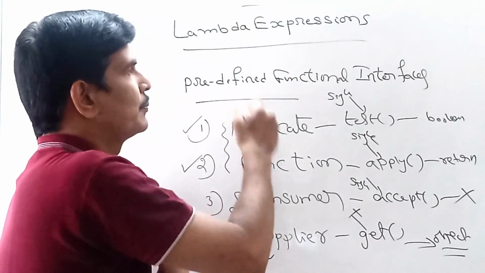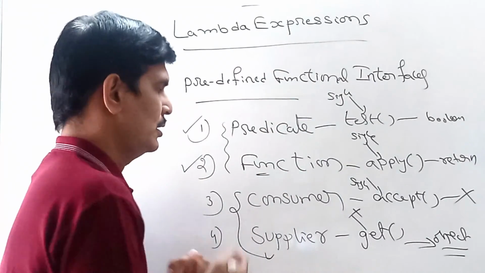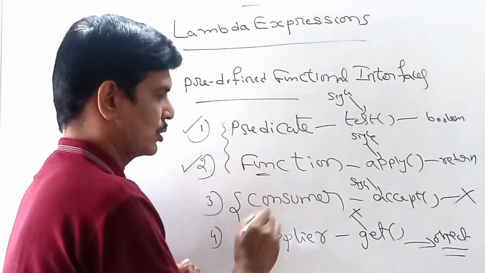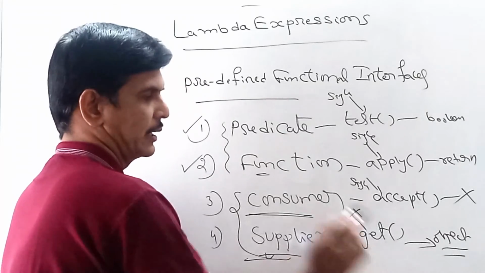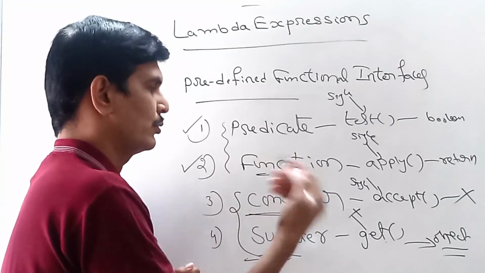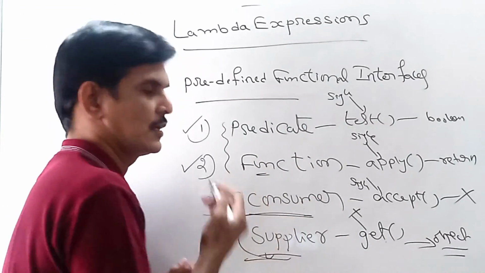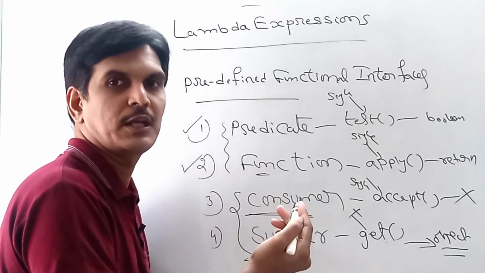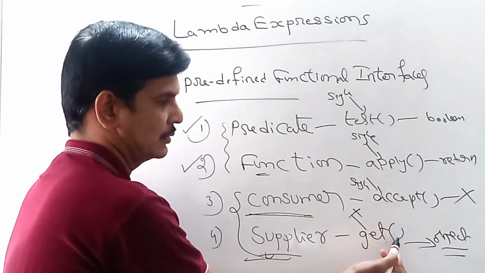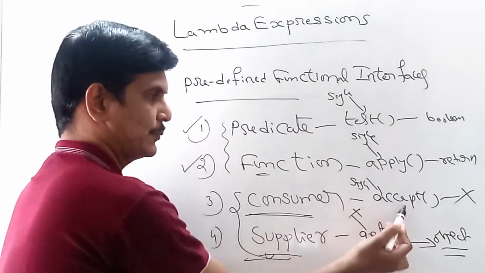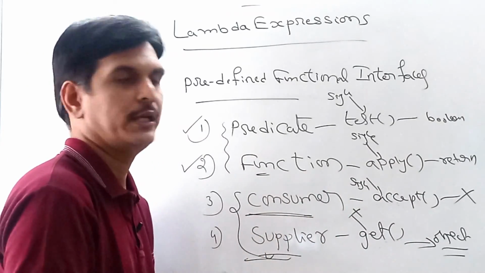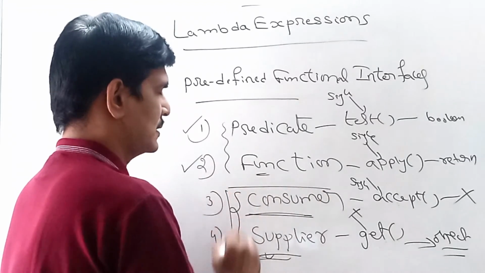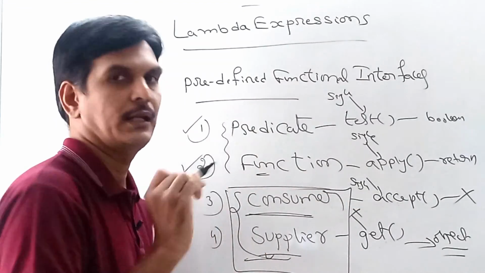So these are the predefined function interfaces we have: consumer and supplier. Consumer has the accept method, supplier has the get method. We can write our own lambda expressions by using consumer and supplier, and invoke those lambda expressions by using the accept method and the get method. Accept is a method from consumer, get is a method from supplier.